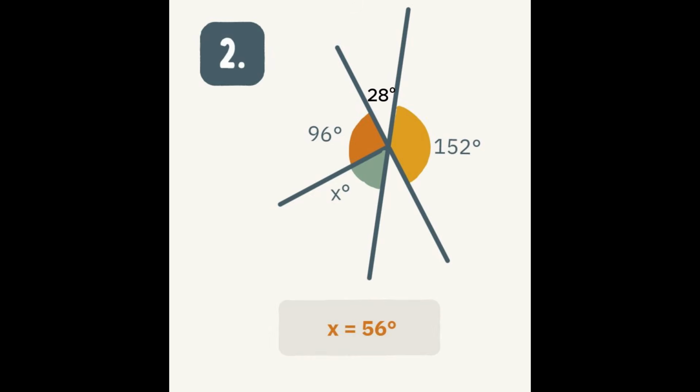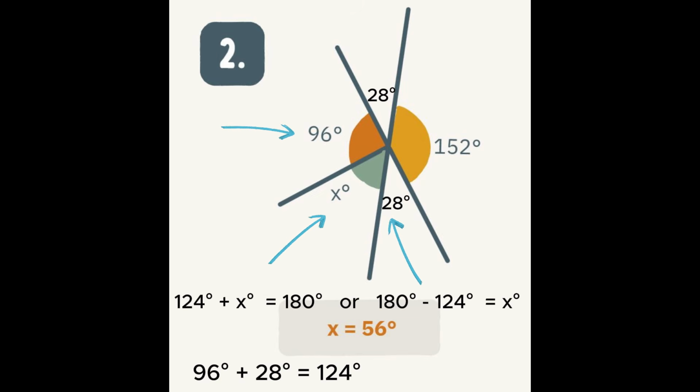Now I know that when two straight lines intersect each other, opposite angles are equal. So therefore, the angle mirroring it has to be 28 degrees also. Now I know on this other side of the straight line, I have a 96 degree angle, a 28 degree angle, and the missing angle x, which I'm trying to find. So why don't I add 96 and 28 together, which would give me 124 degrees. And then my missing angle must be what I need to add to 124 degrees to reach 180 degrees.